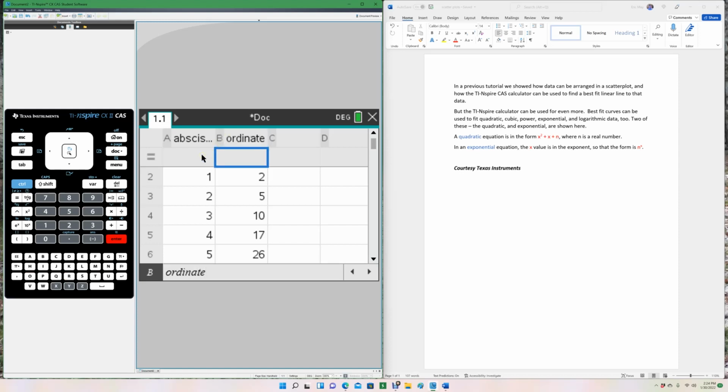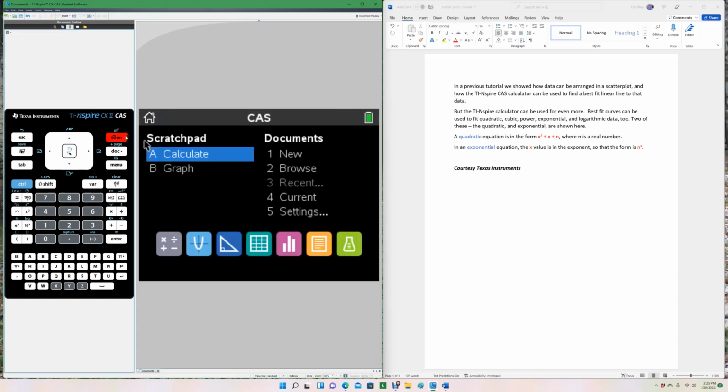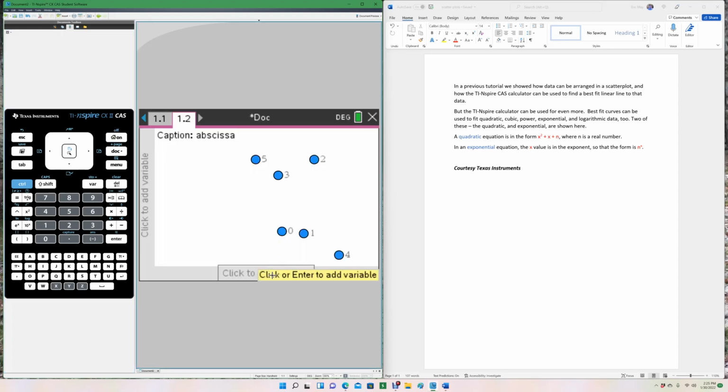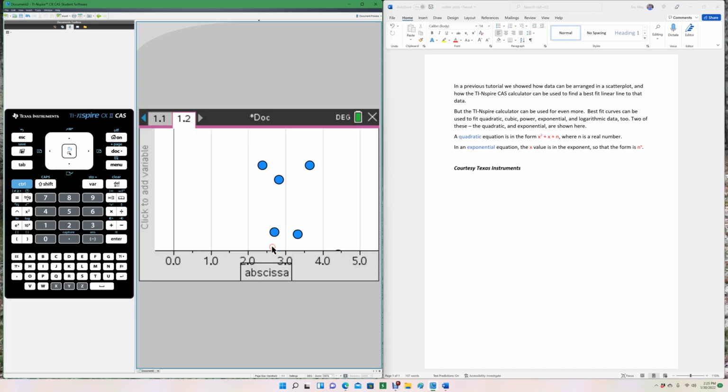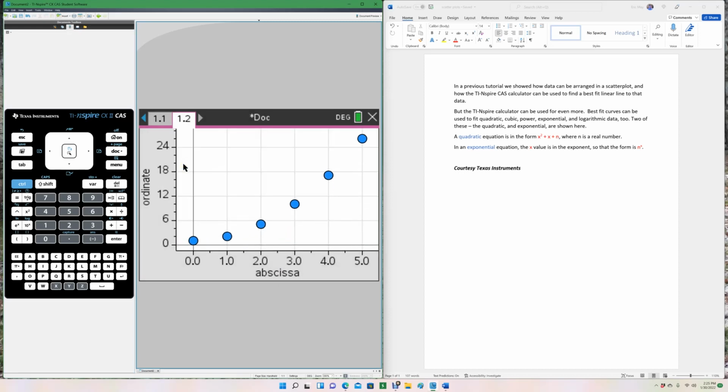Okay, now we can go and plot our scatter plot. So we hit the on button, and we hit the graph button. And then for the x-axis, that's the abscissa, we'll choose that. And then over here, the y-axis, the ordinate, we'll choose that. And there's our scatter plot.